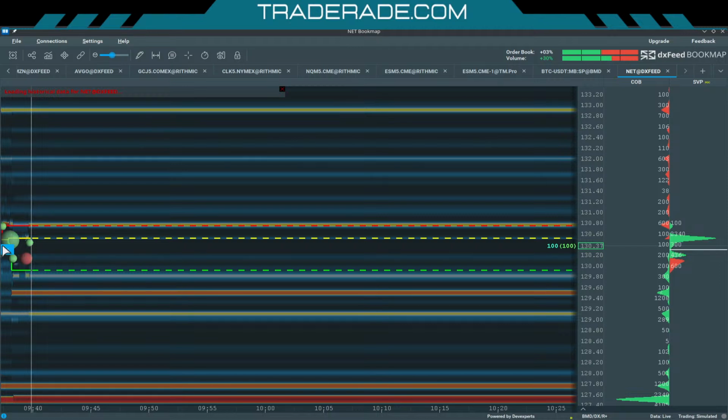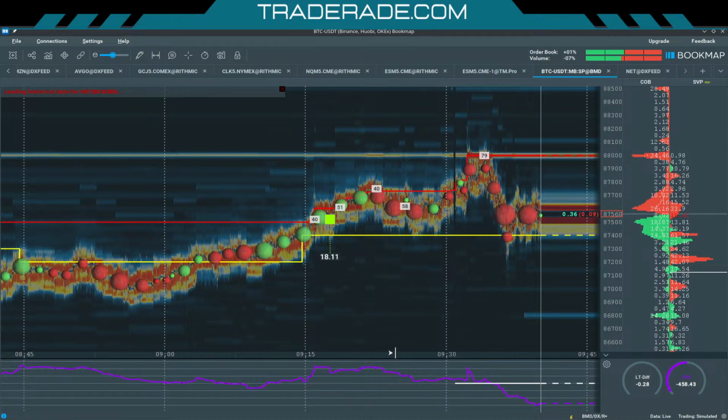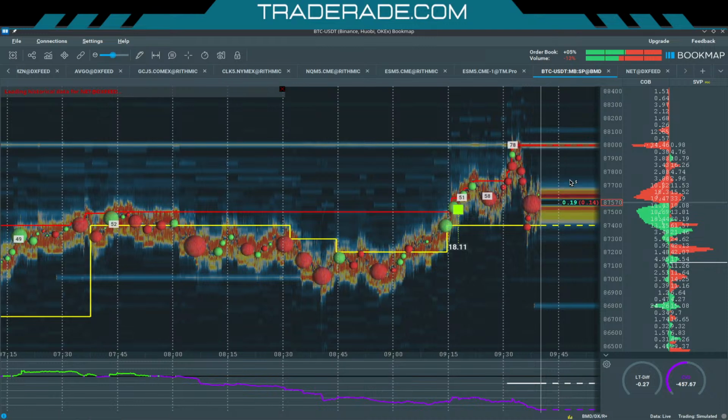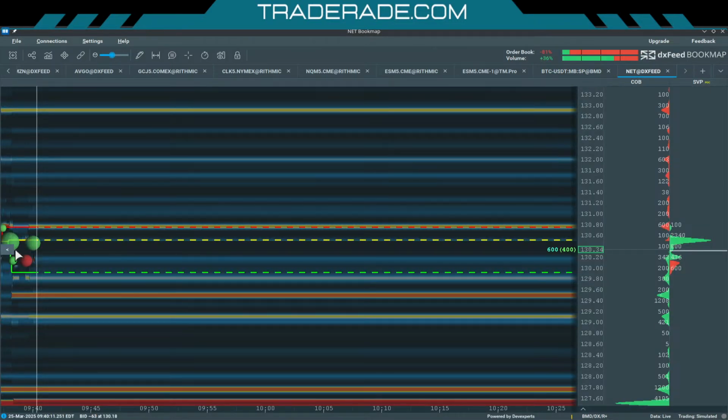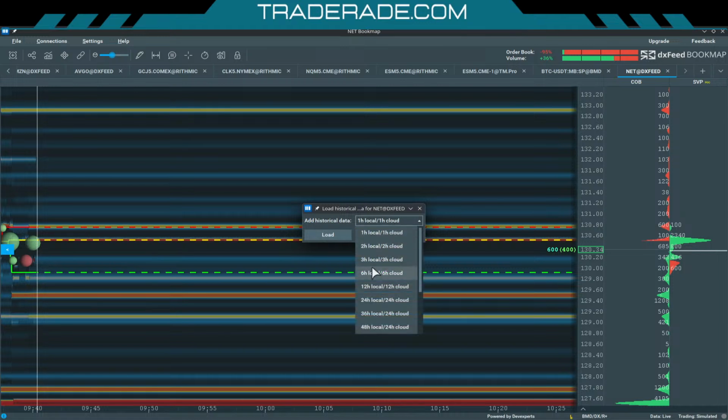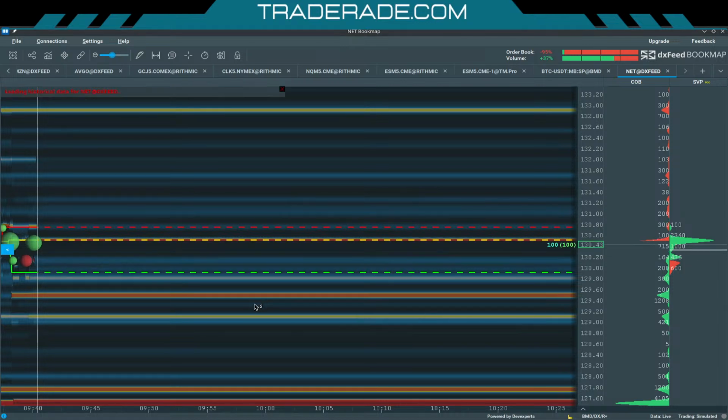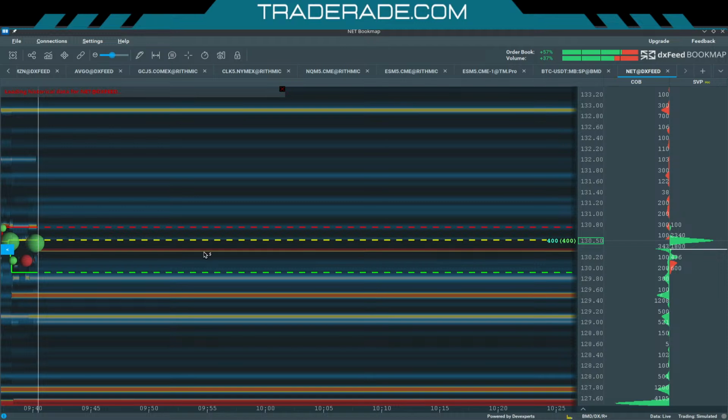All right, we're still waiting for Cloudflare to pull that historical data. We're just going back 6 hours on that. So just waiting for that to finish up. Let's take a look at Bitcoin again here as well. It does look like it's trying to put in a higher low here. We'll see. Recent historical chart data loading incomplete. Only local data was available for that time interval. Well, that's strange. Let's at least see if we can get 3 hours. Might be something going on with the DX feed this morning.